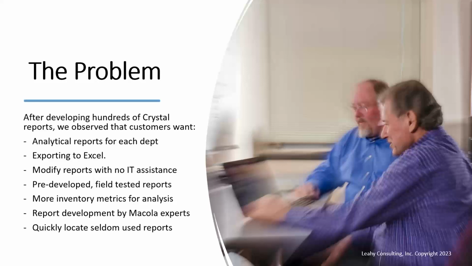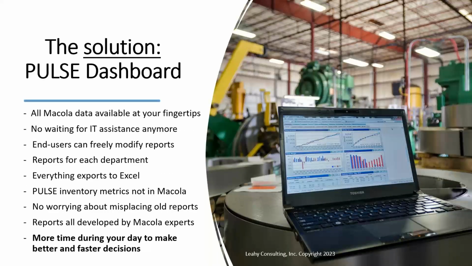Another big factor is that over time, due to turnover and changes in the network, a lot of people would lose the reports. Would you lose a $5,000 or $10,000 conveyor system in your plant? Would you put it outside and let it rust where it wouldn't work anymore? Well, some Crystal reports cost the same, and so they wanted some place to put everything in one place, so they didn't have to hunt around. That was the problem we were observing, and we decided to develop Pulse Dashboard as the solution.